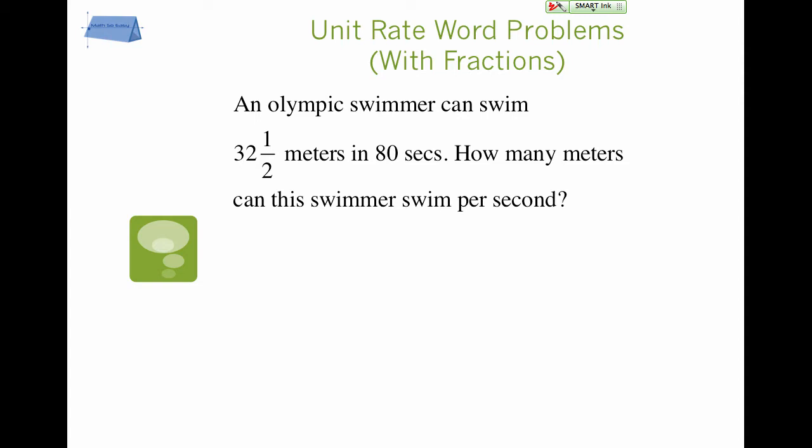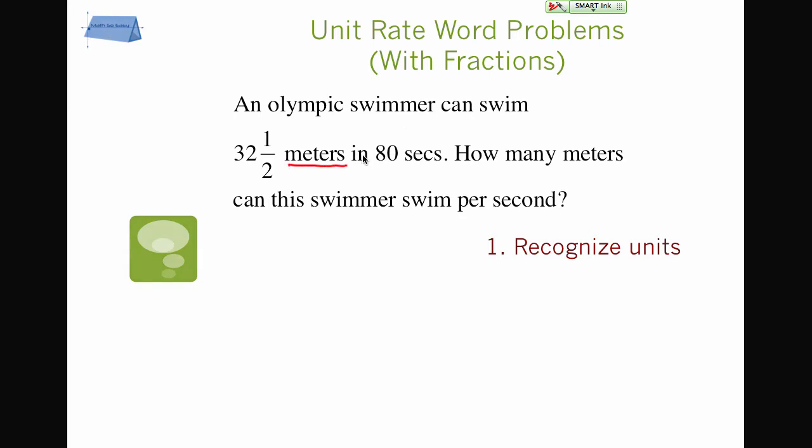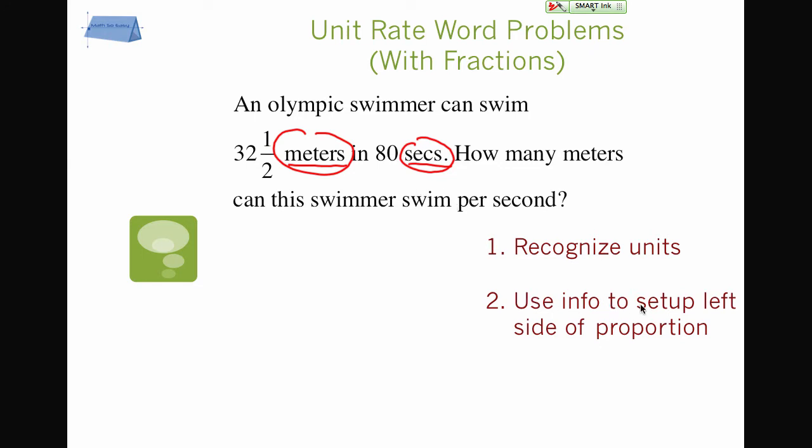I'm going to move a little faster now because this is your third example. Step one, recognize my units. From here, I can see it says an Olympic swimmer can swim 32.5 meters in 80 seconds. So automatically I know this problem is expressing meters and seconds. Remember, I need these two units for my proportion. Step two, I'm going to use the info to set up the left side of the proportion. If I read it again, an Olympic swimmer can swim 32.5 meters in 80 seconds.